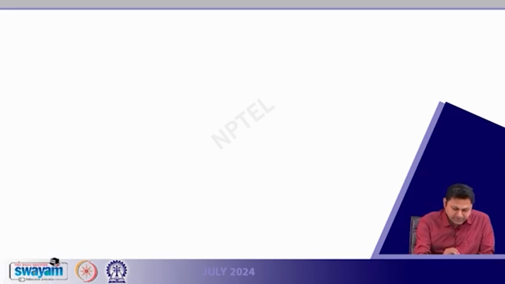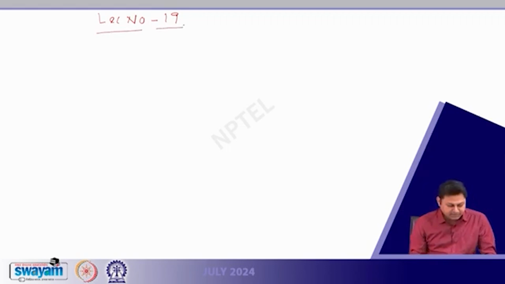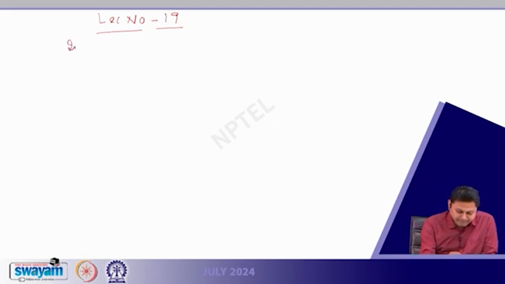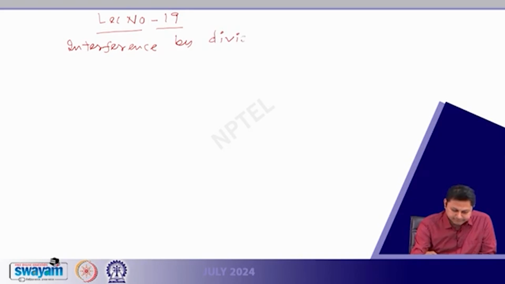So, today we have lecture number 19. And this is lecture number 19, and what we are going to study is interference by division of amplitude.